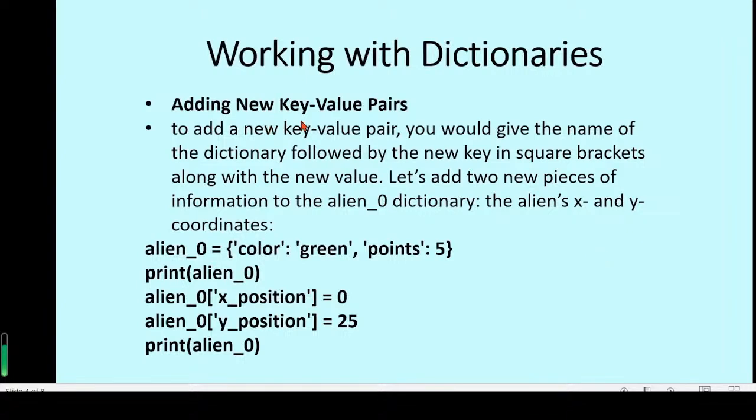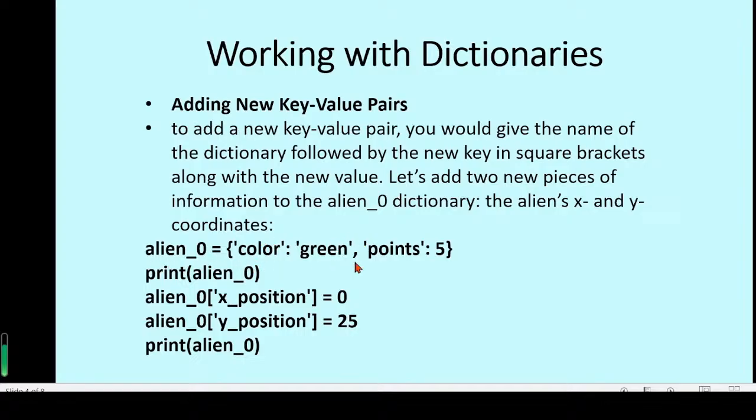So you can add new key-value pairs to a dictionary. To add a new key-value pair, you would give the name of the dictionary followed by the new key in square brackets along with the new value. So let's add two new pieces of information to the alien_0 dictionary: the alien's x and y coordinates.